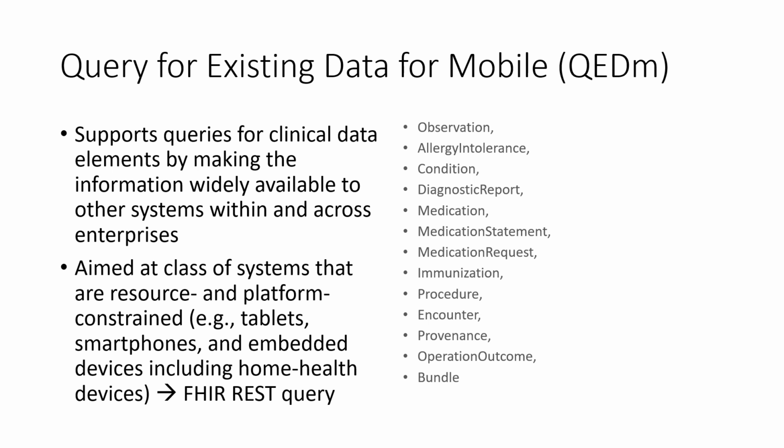IHE has this query for existing data for mobile, QEDM profile. It is a very simple profile that supports FHIR-based queries against a set of FHIR-based resources: observations, allergy intolerance, condition, diagnostic report. You can see the kind of set there. QEDM is aimed at supporting a class of system that wants to consume resources, but is also in this mobile space. It would really want to use maybe JSON and HTTP query, so it wants to use FHIR REST. That's what QEDM is all about, is just simply providing that.